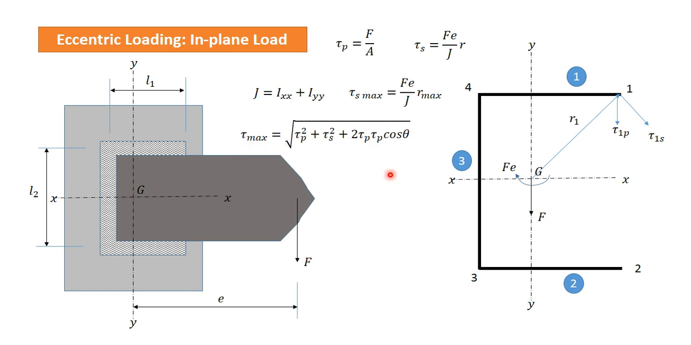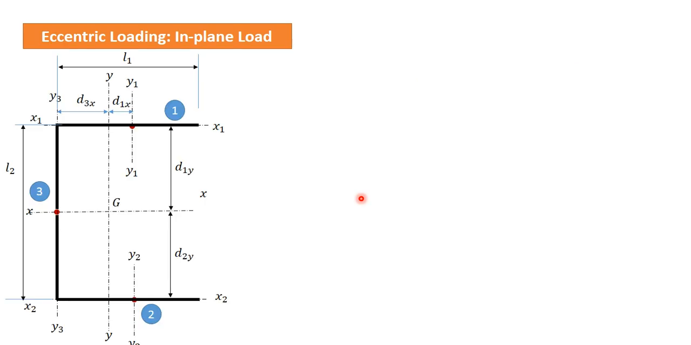Now, to find this value of tau maximum, we must know the value of tau P and the value of tau S, and tau S is obtained if we know the value of J. So in such cases the most important thing is to find the value of J. Here are the stresses shown at each point, points number 2, 3 and 4. So our aim now is to find the value of J.